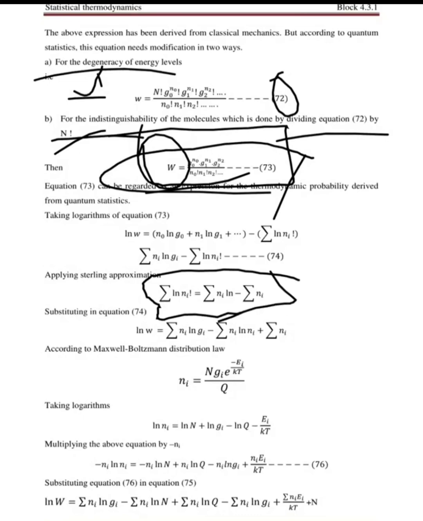Yes, here first applying the Stirling approximation, ln of N i factorial is equal to summation of Ni ln Ni minus summation of Ni by applying Stirling approximation. Further substituting this value we have got in equation 74, and further ln of W is equal to summation of Ni continued.